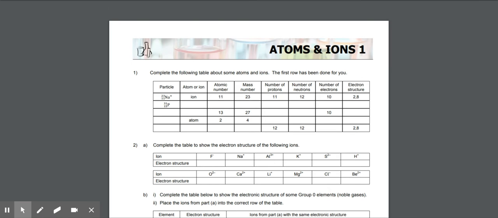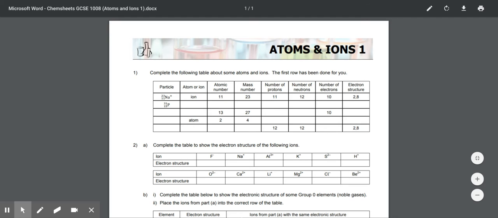Okay, Year 9. So I just wanted to do a quick tutorial on how to answer these questions on this worksheet here, as I had loads of emails from loads of you saying that you didn't quite understand what you had to fill in there. That's okay because I'll walk you through this. So the first question is asking you to fill out this table, and it's about atoms and ions.